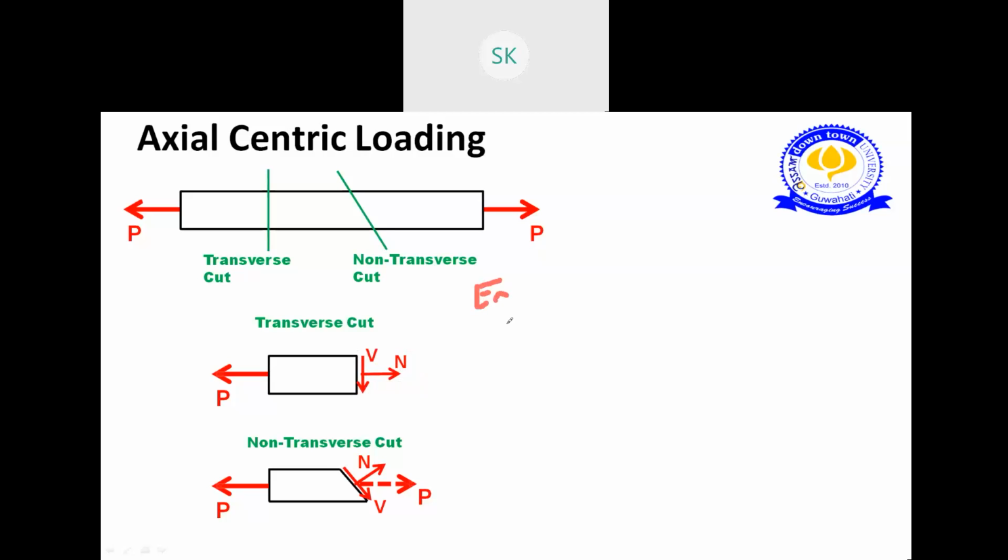what is equilibrium? Anyone any idea what we do in equilibrium? We equate the forces. So if we equate the forces, what are the forces in the horizontal direction? Tell me. P and N. Yes, so forces in the horizontal direction will be P and N. So P will be equal to N, right?